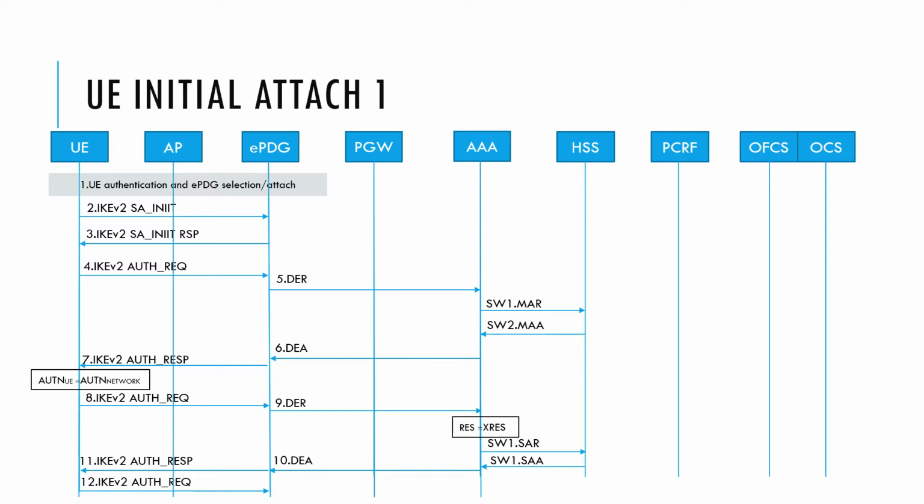Now we have to fetch the subscriber profile from the HSS in order to create the session. For that particular purpose, we are sending a SAR message to the HSS, and the HSS responds back with the SAA message. So now the AAA has the subscriber profile, and it sends it to the EPDG using the DEA message. Now the EPDG sends an IKEv2 auth response message, and then again the UE sends back the IKEv2 auth request message.